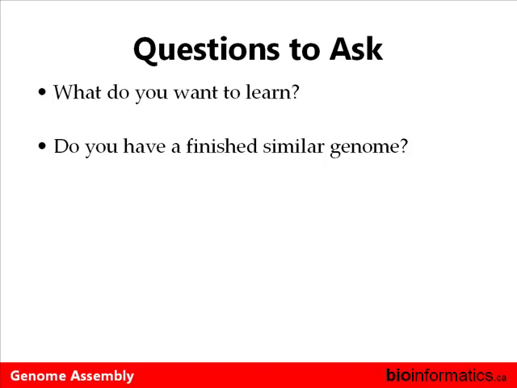A very important question is, do you have a finished similar genome? So very often you will actually have a close species of bacteria which was already sequenced via Sanger or via some other technique, finished, high quality, and then maybe all you have to do is use that genome in order to help you build the one that you're actually working on.